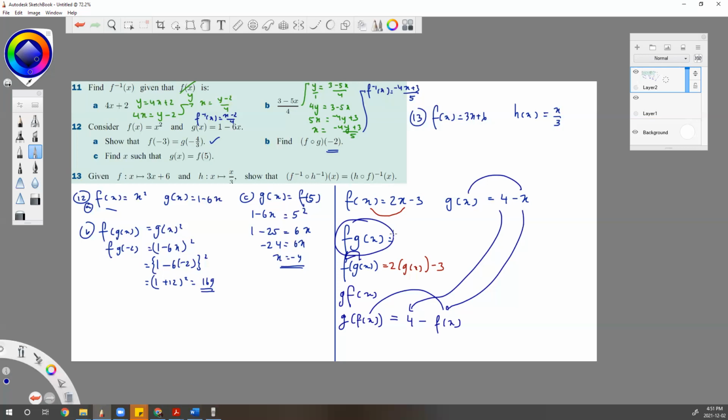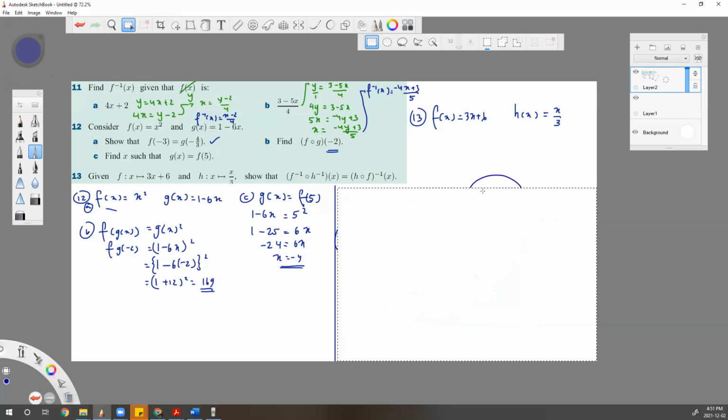Okay. I will send you the video so you can watch it later. The other video will explain a lot of this, focusing on the composite function.